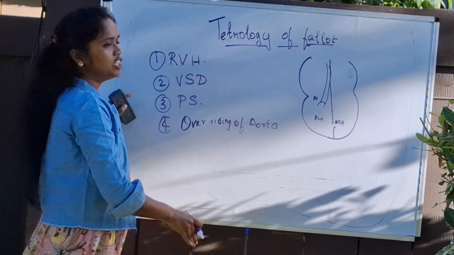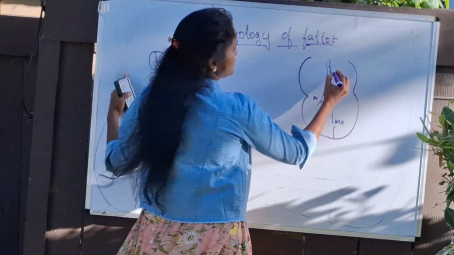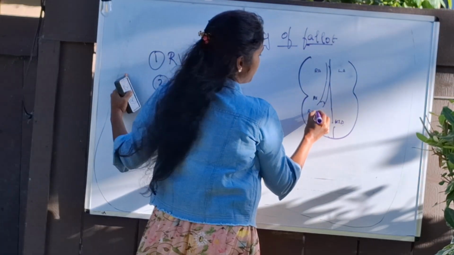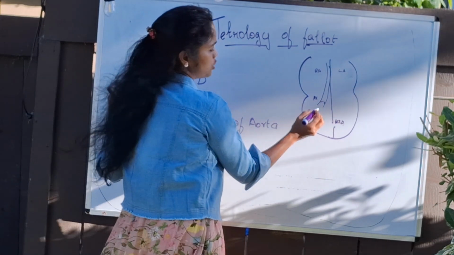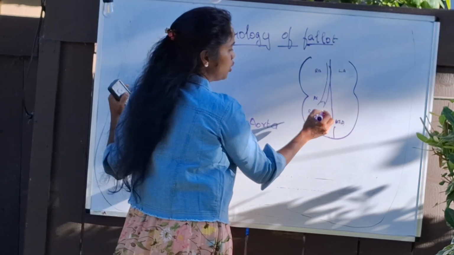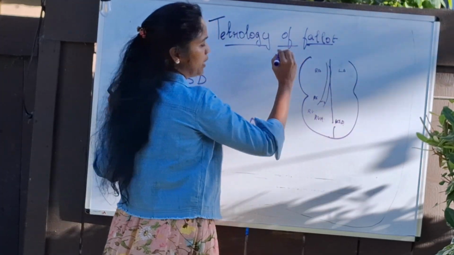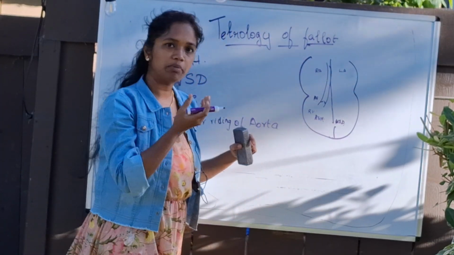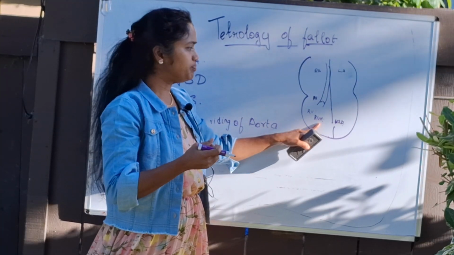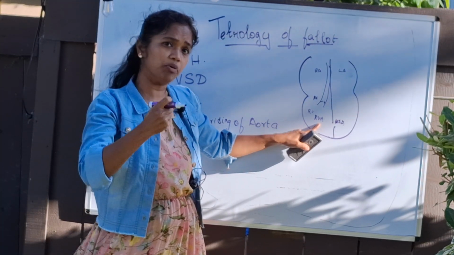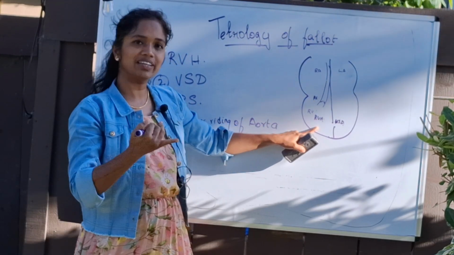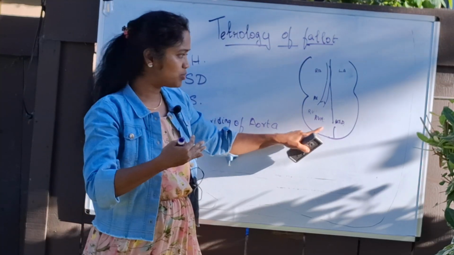If you want a logical way to remember it, just think this is the left side, left atrium, and this is the right atrium, and this is the right ventricle. Here, two of the components are pulmonary stenosis and ventricular septal defect. For the right ventricle to pump the blood through the pulmonary artery, and as the pulmonary valve is stenosed, the right ventricle has to undergo hypertrophy to pump the blood, right?